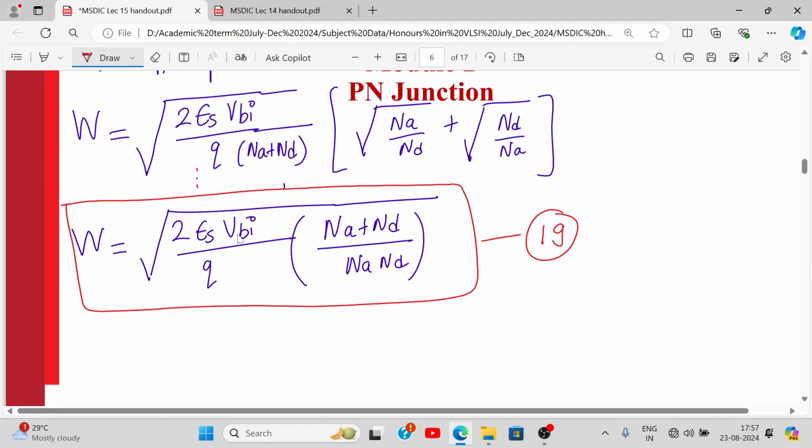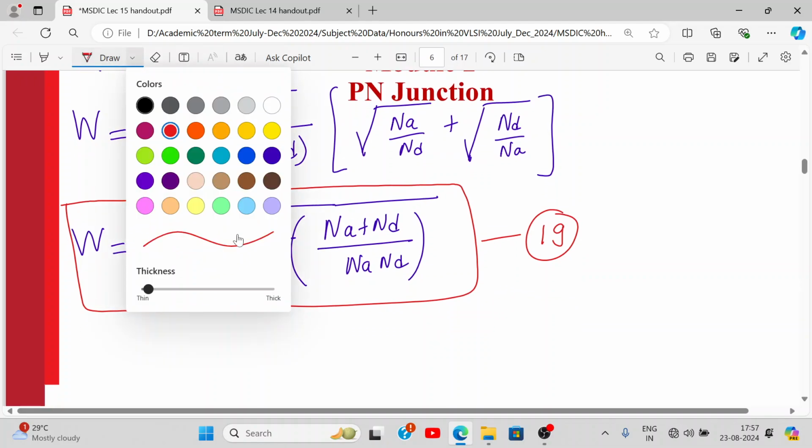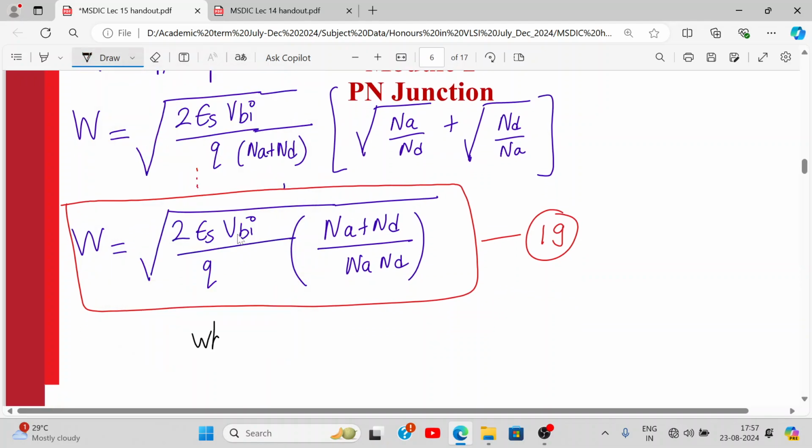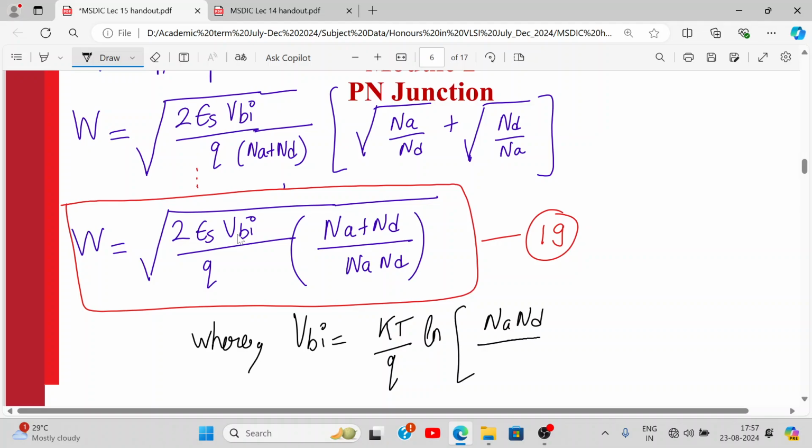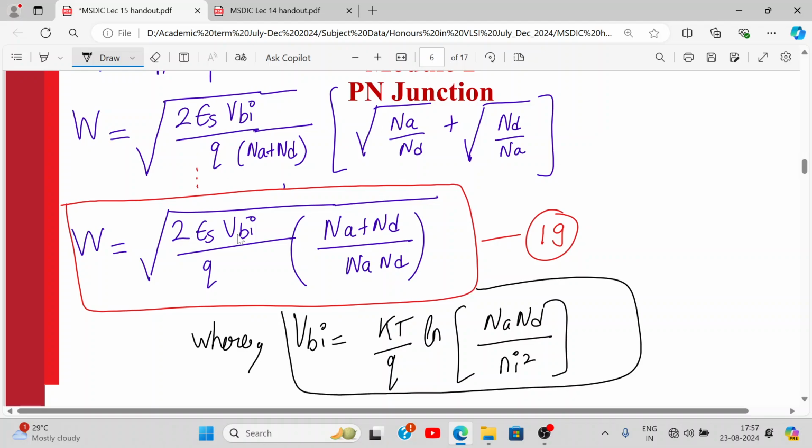Acha, here, what is VBI? Now don't break your head over there. What is VBI we have derived last time? VBI was KT by Q natural log of Na Nd upon Ni square. This we have derived last time. So write down where VBI is KT by Q natural log of Na Nd upon Ni square. So this is the expression for W.